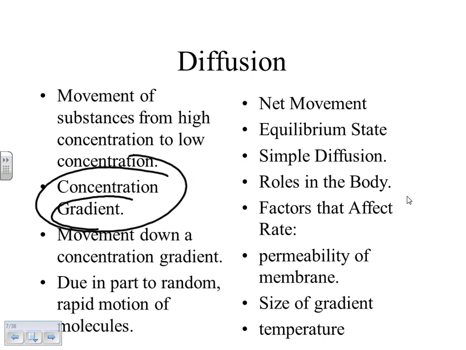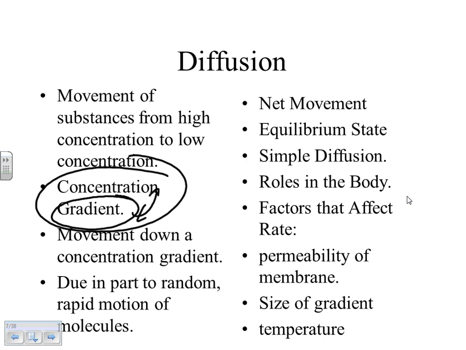This word gradient simply means a difference. So we're talking about a difference in concentration. Diffusion happens, at least net diffusion happens, when there's a difference in concentrations on two sides of a membrane. Sometimes we say diffusion is movement of a substance down a concentration gradient. And that simply means from high concentration to low.